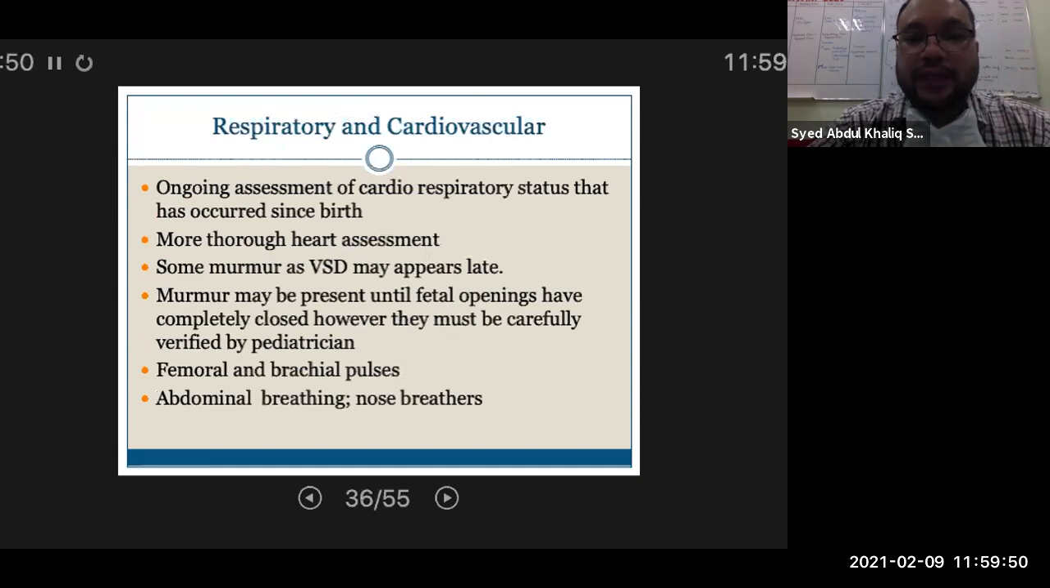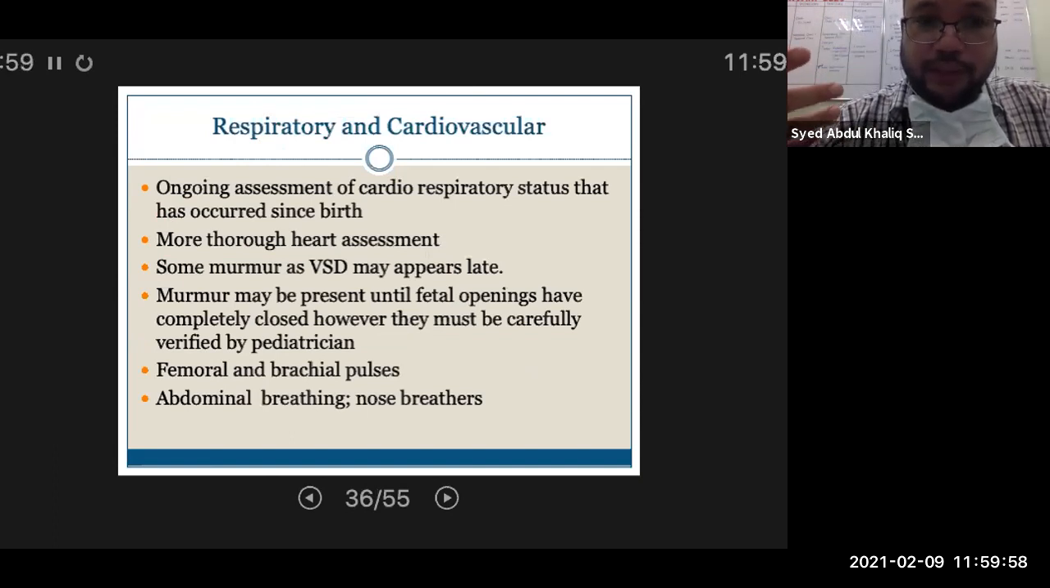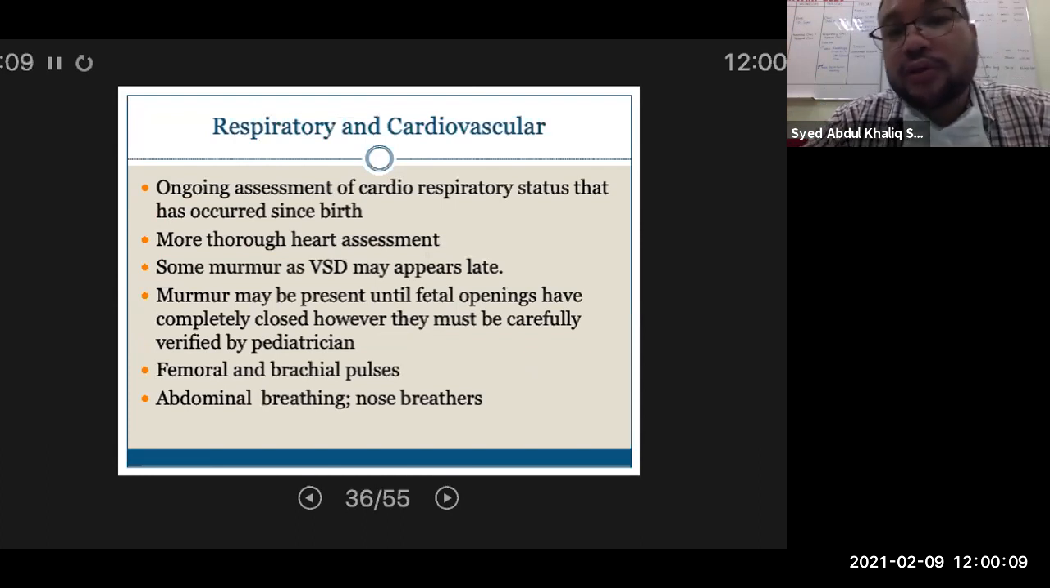And then respiratory, then we go down further, we look at the respiratory and cardiovascular. We look at whether there's any cardiorespiratory issues, whether the breathing is okay, whether there's any murmur, how's the heart rate, whether the femoral pulses are present. Sometimes kalau tak ada femoral pulse, you need to think, is it coarctation of aorta, and so on and so forth.